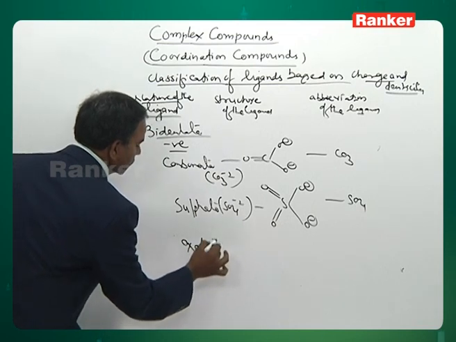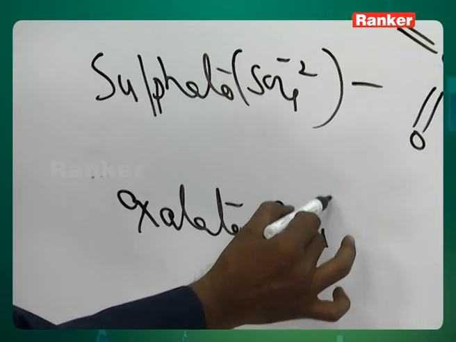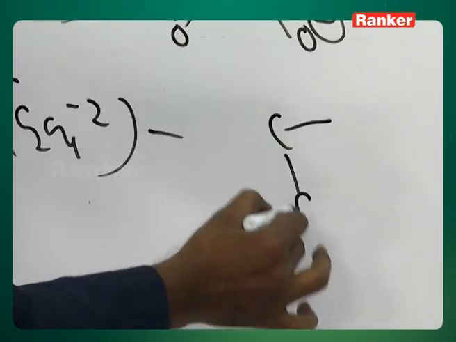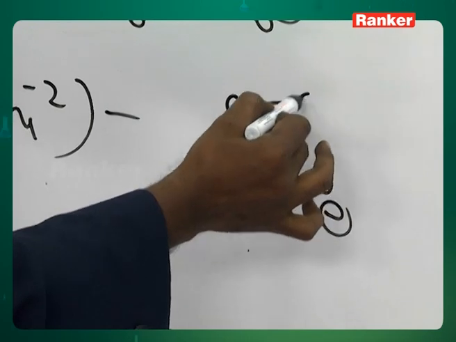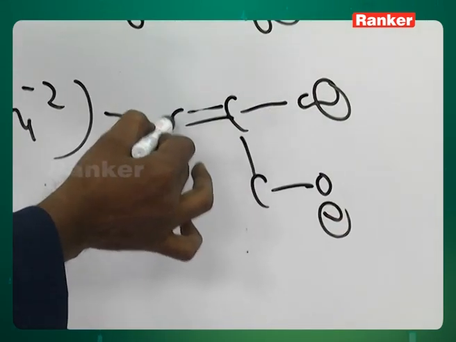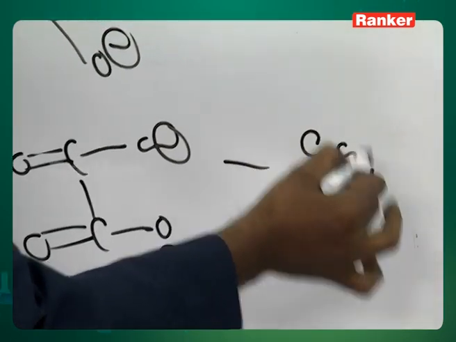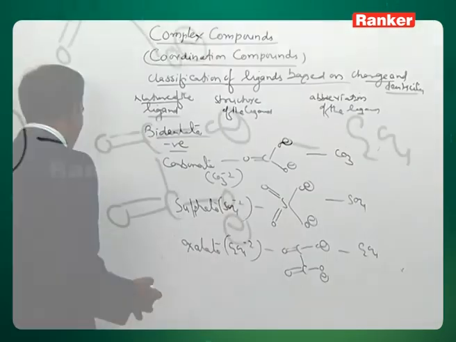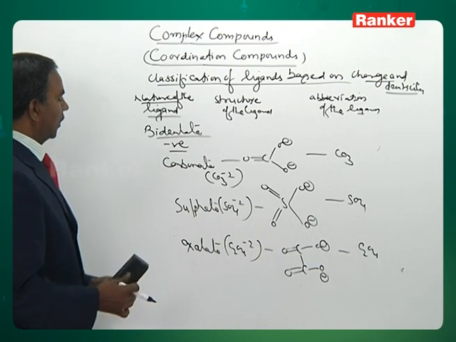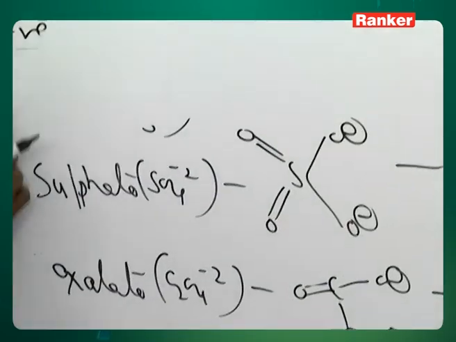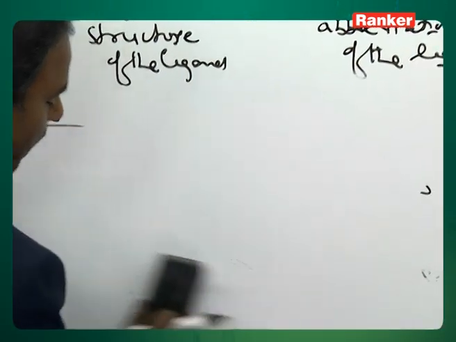Next, we take the oxalato ligand. It is C2O4 minus 2. This is the structure of the oxalato ligand, C2O4. So it is carbonato, sulfato, oxalato. Many are there in this. I'll show a few more bidentate negative ligands.